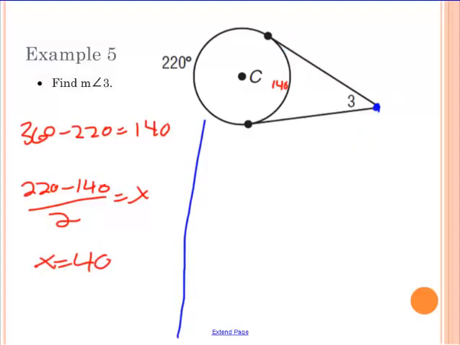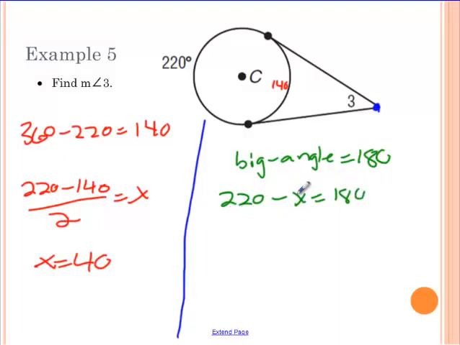Or, because I know that these are 2 tangents, I can do big minus angle equals 180. And 220 minus x equals 180. And 220, if you take away 40, you get 180. So it's up to you which one you want to use. Sometimes if you remember it, this one's going to be quicker, the one on the right. But the one on the left will work. It just takes an extra step of having to find this 140.